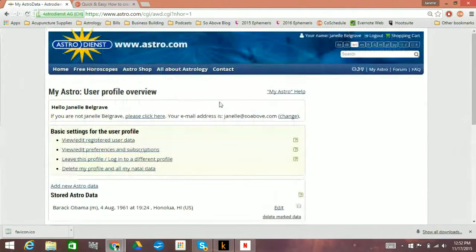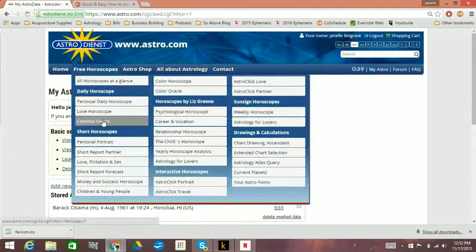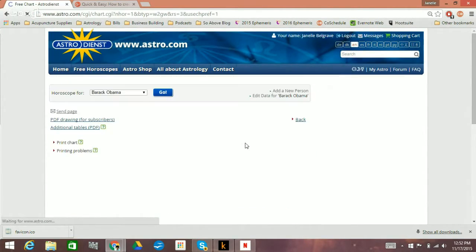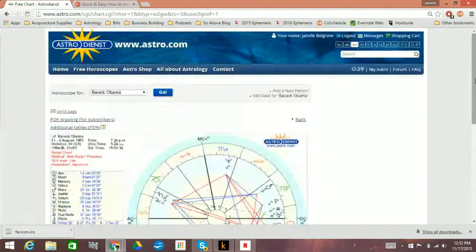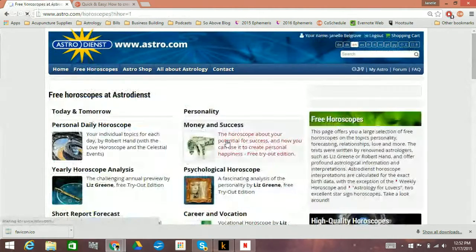And then after that, we're going to go to free horoscopes and then go over to extended chart selection. You could also go to chart drawing and it'll give you a quick chart, as you can see right here. But for our purposes, we're going to go down to extended chart selection.